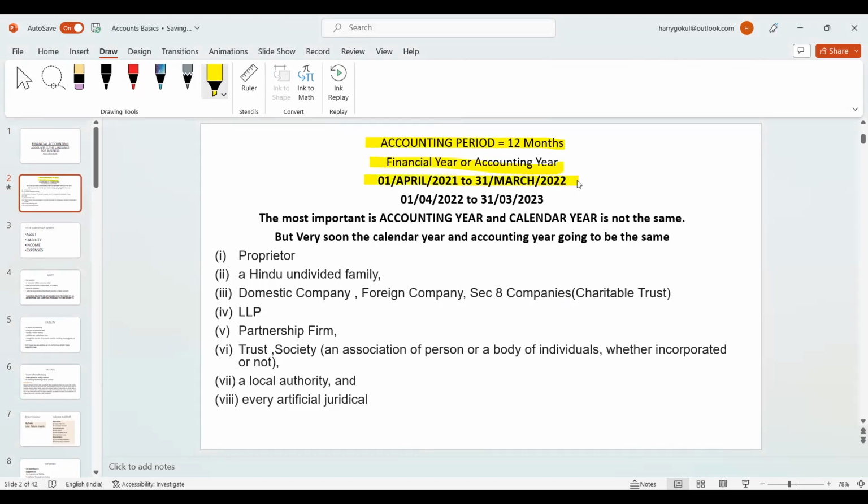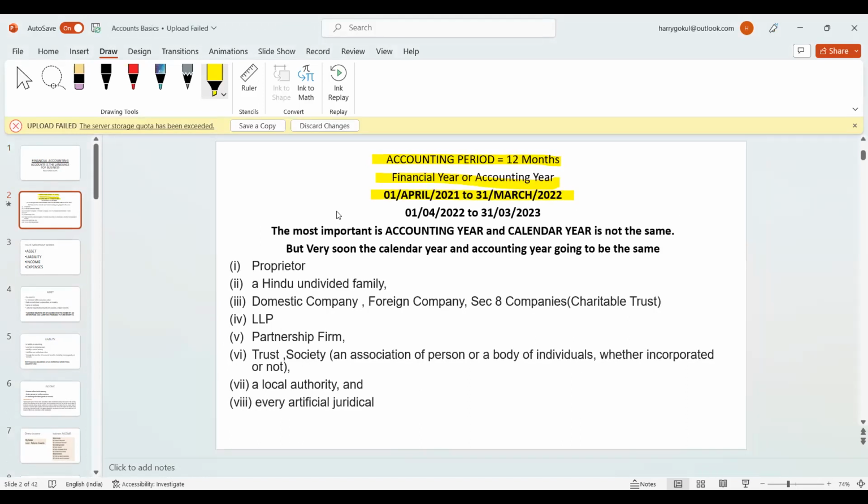It may be from April 1st to 31st March, or sometimes it may be from January 1st to 31st December. Depending upon the question, you can choose. If they give the sum as on 31st December, then the financial year for that sum is from 1st January to 31st December.